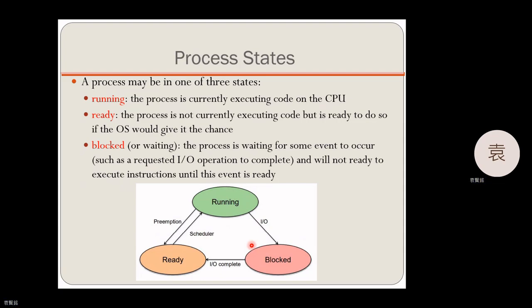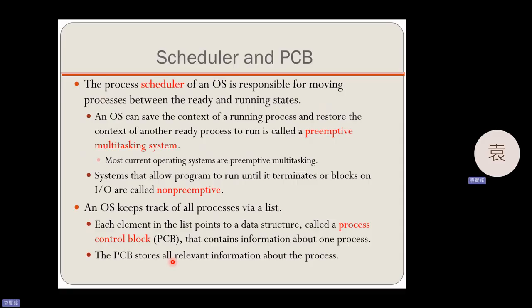So a process during its life cycle changes among these three states, either voluntarily, moving from running to blocked by calling I/O, or involuntarily, being preempted by the operating system and moved from running to ready. The module which selects the next process from the ready state to become running, we call the scheduler.